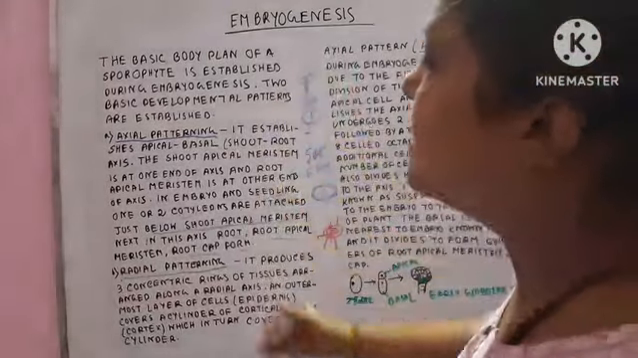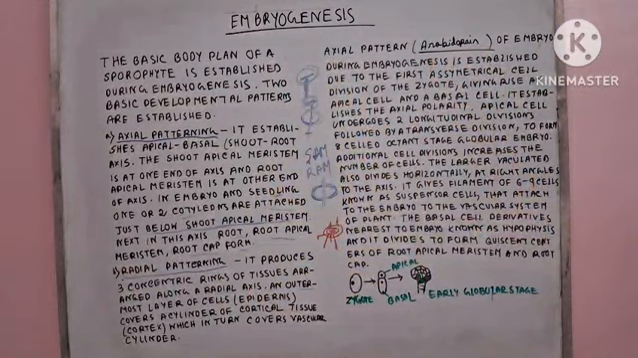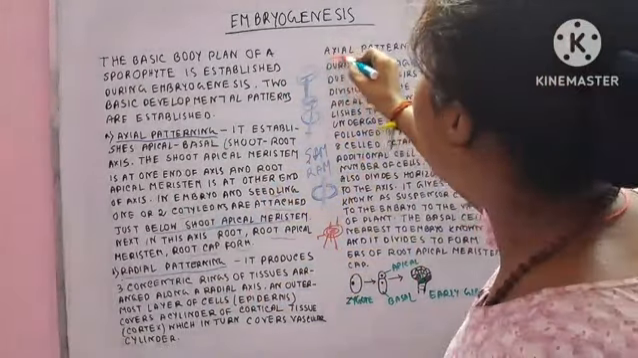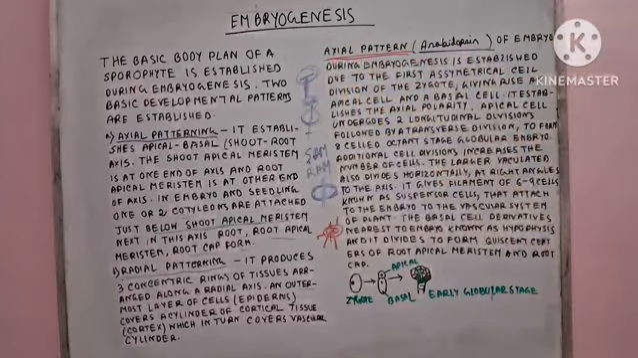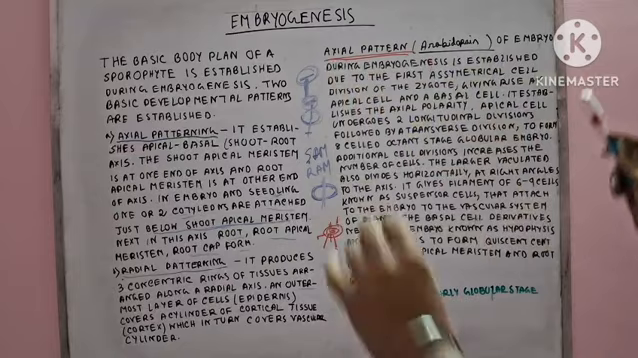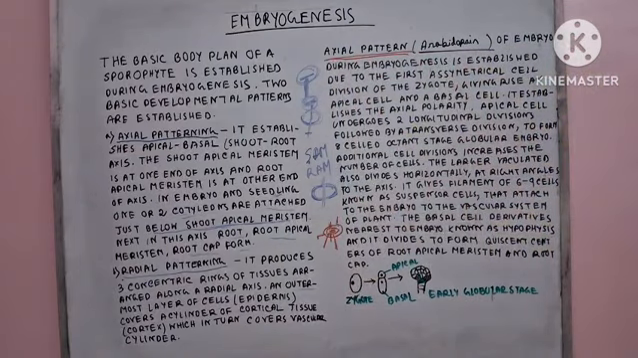So the two patterns are seen in the plant's development process. Now the first one is the axial pattern. What will happen in the axial pattern? Here the example taken is Arabidopsis thaliana. This is the example, and what will happen first?